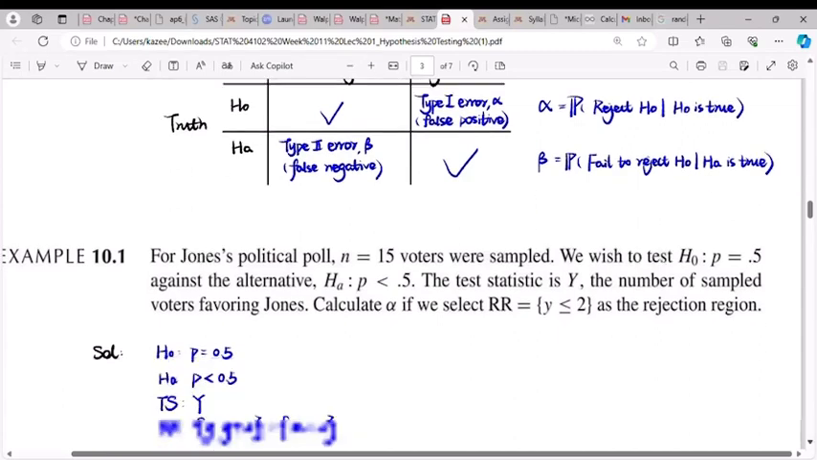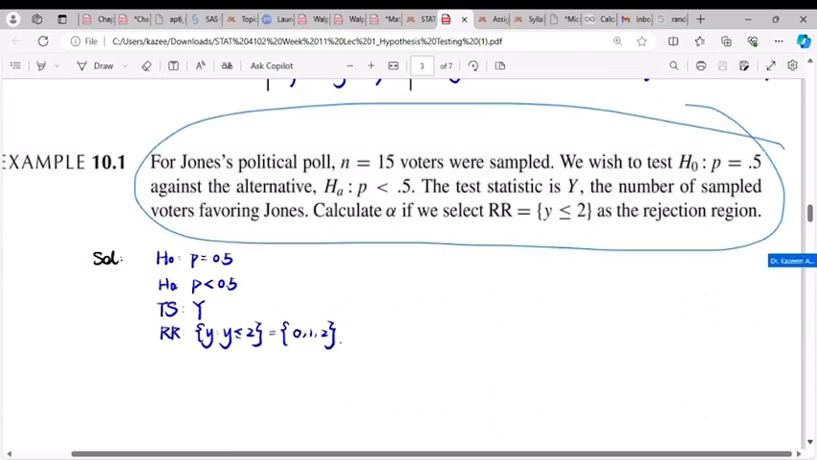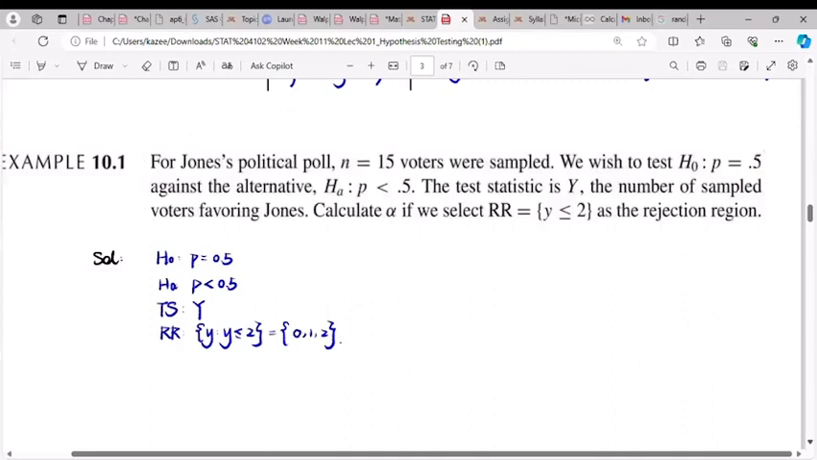Now I want us to go into an example, revisiting the Jones example again. Looking at the Jones example, Jones claims that he is likely going to be favored by more than 50% of the electorate. Now we're going to have the null hypothesis stated, when you take a look at this.